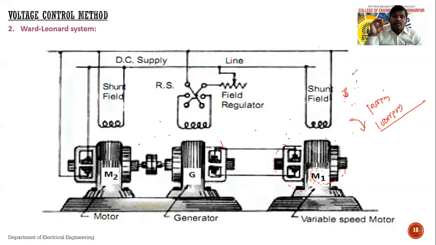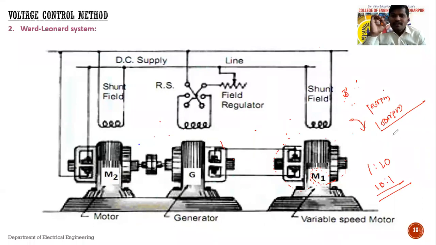control the speed of that machine over a range of near about 1:10 or 10:1, in both directions. All of you understood my concept, what I am telling?